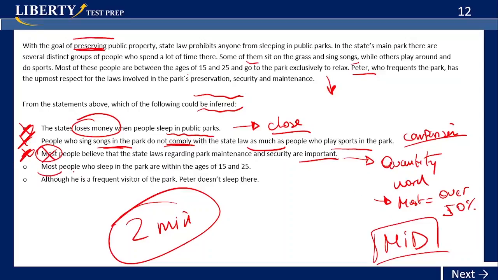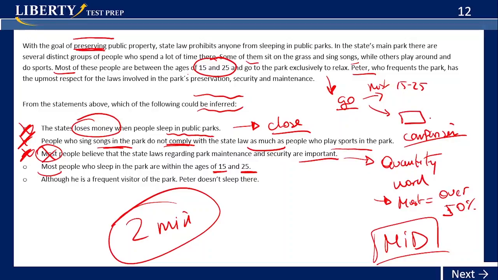Letter D. Most people, again most, who sleep in the park are within the ages of 15 and 25. All right. Now, the important thing is this. We know that most people that go to the park are between the ages of 15 and 25. We don't know the age of the people that sleep in the park. So we have people who go to the park. We assume most of them are 15 to 25. Some of them are not, so they might be older or younger.